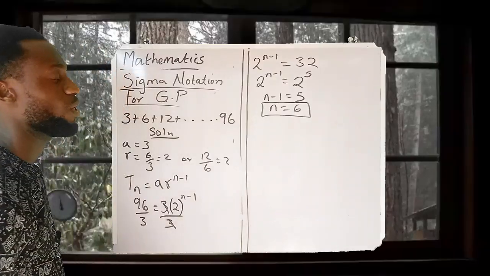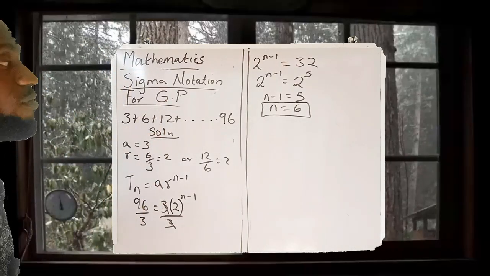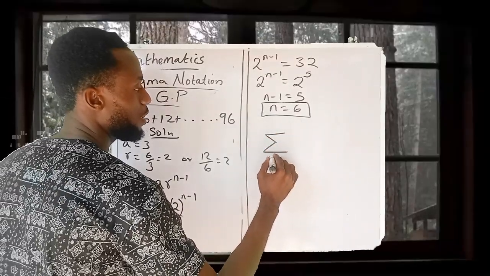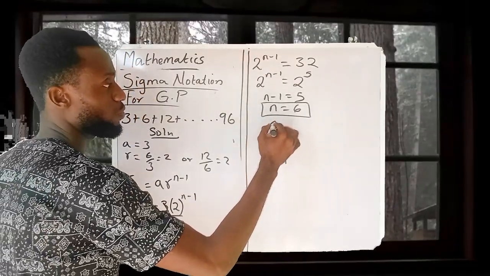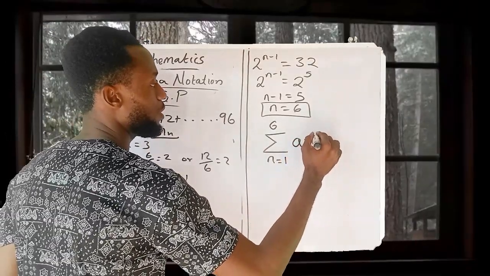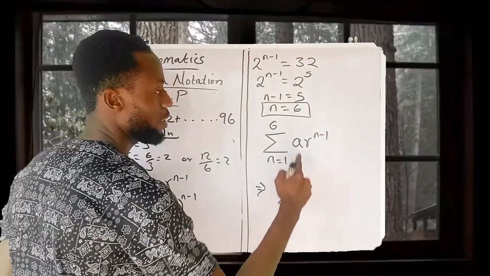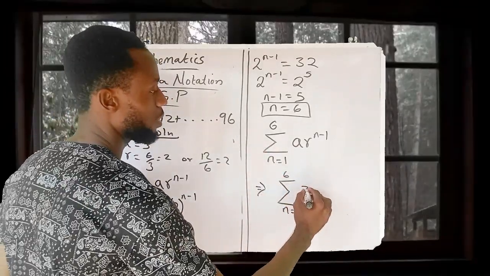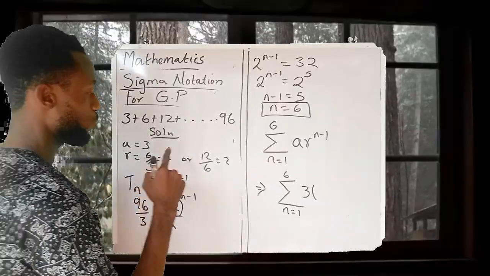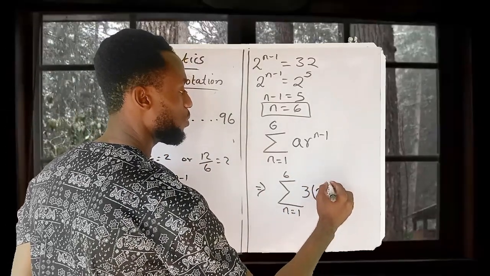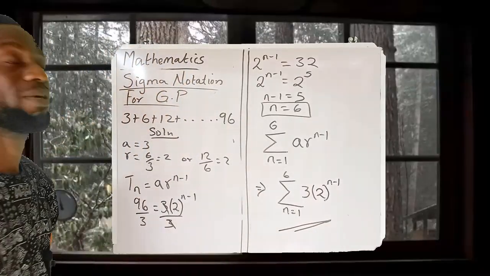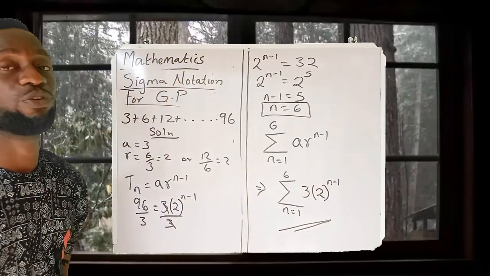Now you know what happens. This is the ending of the term. Sigma notation always needs the beginning and the end. So we've had it. And then the expression is ar raised to the power n minus 1. What is our a? The first term is 3, into the common ratio, which is 2, raised to the power of n minus 1. So this now becomes the sigma notation for the series that you were provided.